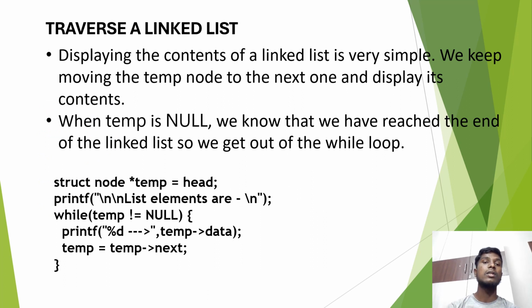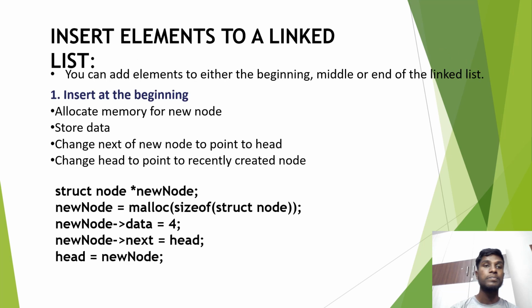About traversing a linked list: displaying the contents of a linked list is very simple. We keep moving the temp node to the next one and it displays the contents. When temp is null, we know that we have reached the end of the linked list, so we get out of the while loop. So here we make one while statement. It is a small code for the traverse: struct node *temp = head. To print the list elements: while temp is not equal to null, print temp->data, then temp = temp->next. We can see about next.